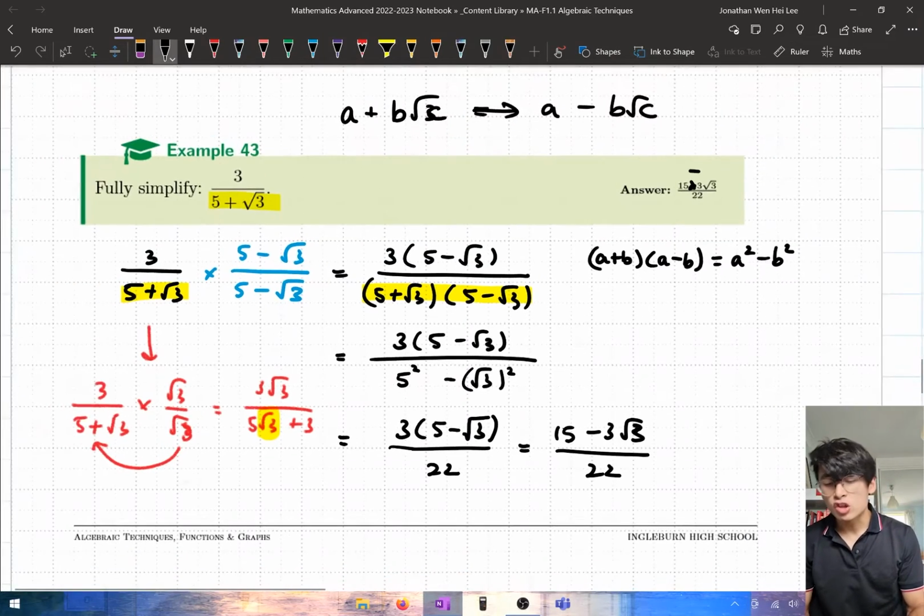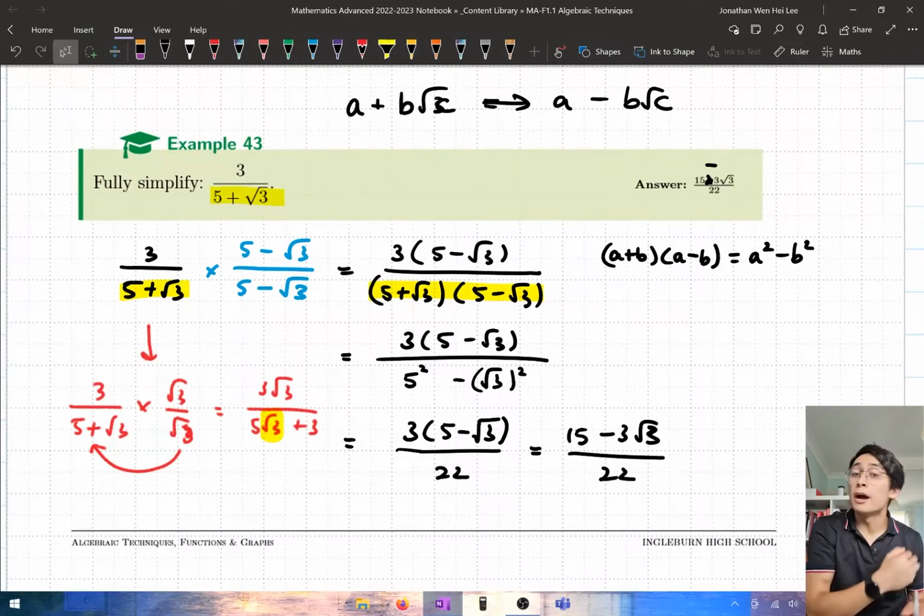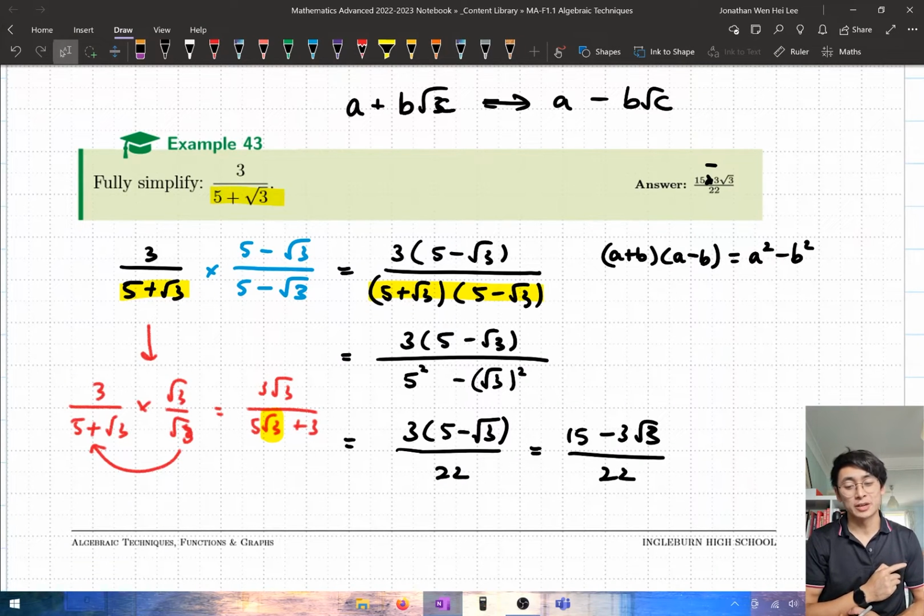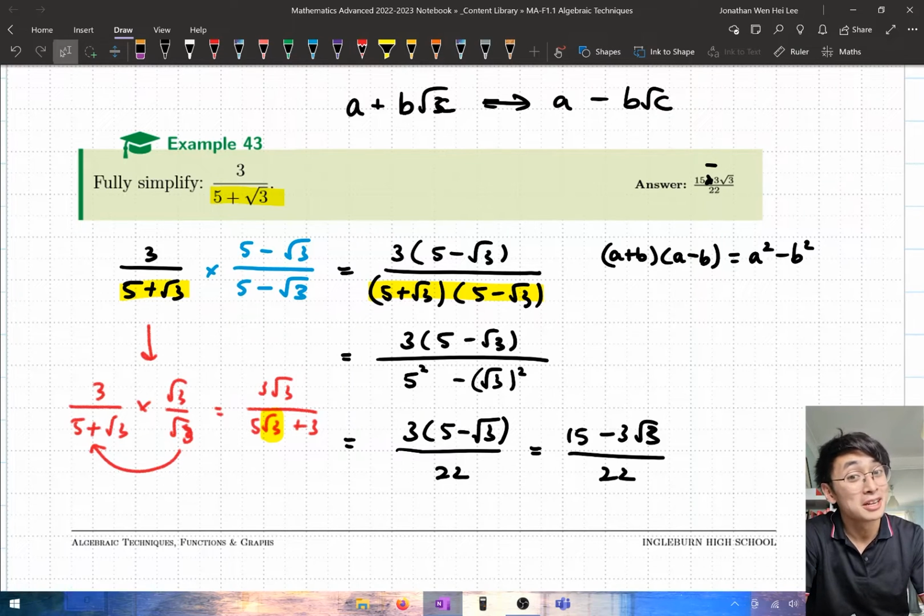So that's how we can rationalize the denominator for terms when there's binomials. When there's binomials, what we want to do is multiply by the conjugate. The exact same expression, but instead of having a plus, it's a minus. If it's a minus, you change it with a plus. Okay, so that's this first example here. Let's have a look at the next example over the page.